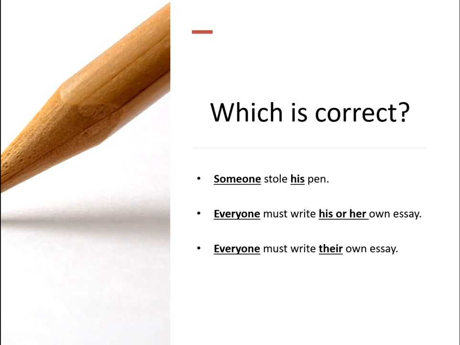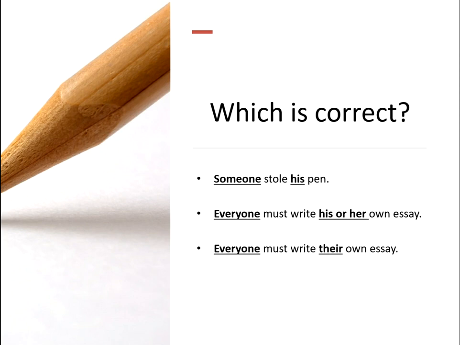If we say someone stole his pen, in this case someone is indefinite. There's an actual person. That person is a man, so we would use his. Here, everyone must write his or her own essay. Everyone here is in general, so we would say his or her because that could include both men and women. But what most people actually say is this: everyone must write their own essay.